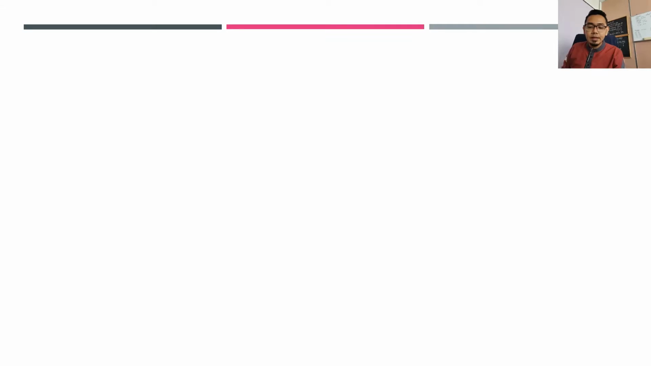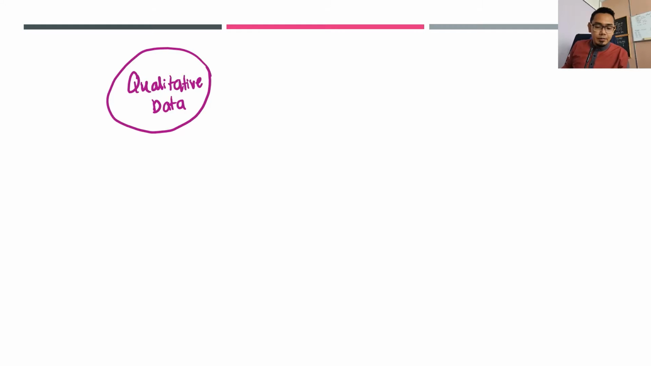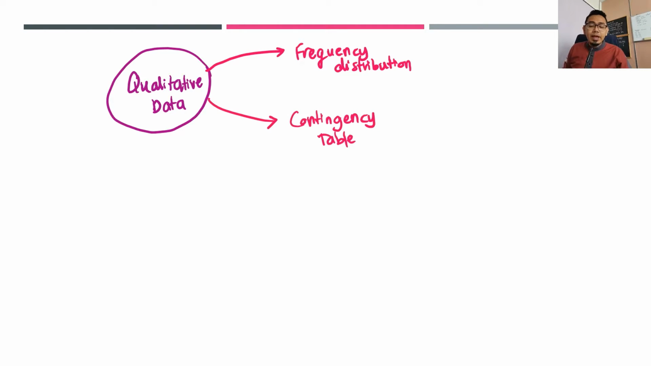So firstly, let's look at the first one. We will have frequency distribution. We can describe qualitative data using frequency distribution, taburan kekerapan, and then we'll look in detail at what frequency distribution is. Next we can have the contingency table, and then we will have the pie chart.